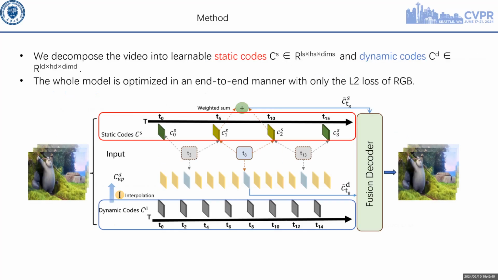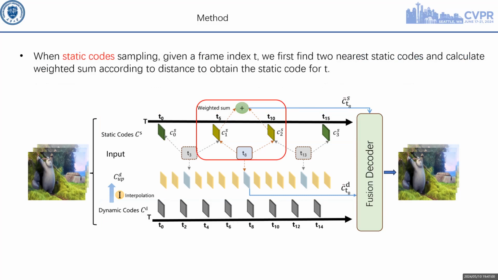We decomposed the video into static codes evenly distributed over the video timeline with a low sampling rate and dynamic codes with a higher sampling rate. The entire model only relies on RGB's L2 loss during optimization. When sampling static codes, we first obtain the two adjacent static codes indices Y and J, and then calculate their corresponding weights WY and WJ according to their distances to T based on weights and indices. We then perform a weighted sum to obtain the final static code.